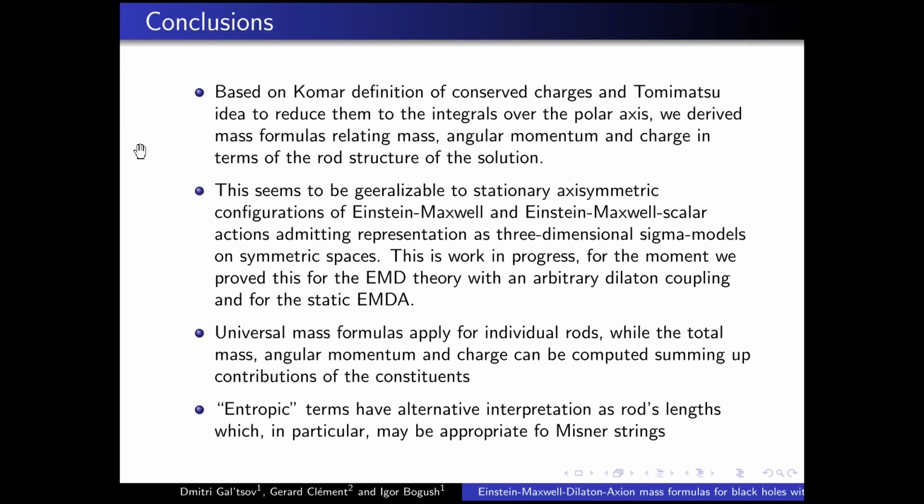Now, this is the conclusion. So this is a common definition, sufficiently improved by Tomimatsu, and now with the additional term which we found, it allows us, in the case of pure vector fields, to reduce the bulk contribution to the horizon, and then finally derive the mass formula. It seems to be generalizable to supergravity, but it is just work in progress. We could prove it in the static case, but it is not enough.